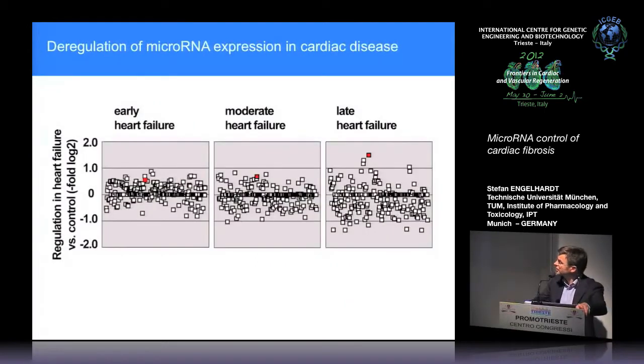So these are data originally from Carina Gross. At that time, there were no commercial arrays available, but Mirko Castoldi and Martina Muckenthal at the EMBL in Heidelberg had set up the first custom-made microRNA arrays, and they were kind enough to hybridize RNA for us from a mouse model of cardiac failure from early, moderate, and late disease stage, and you see a progressive deregulation of the microRNA expression pattern. Marked in red here is miR-21, which we found consistently to be upregulated in mouse, but also in human cardiac failure.